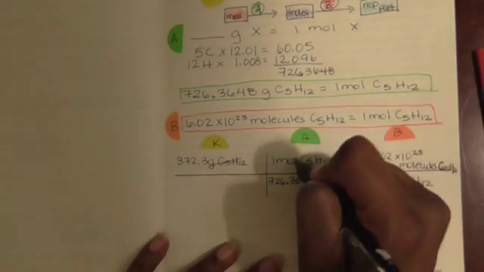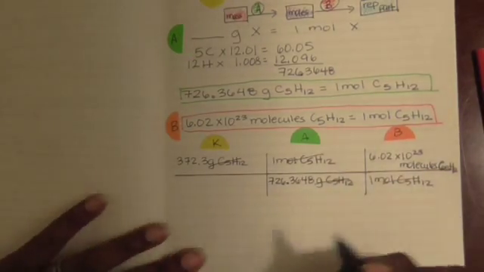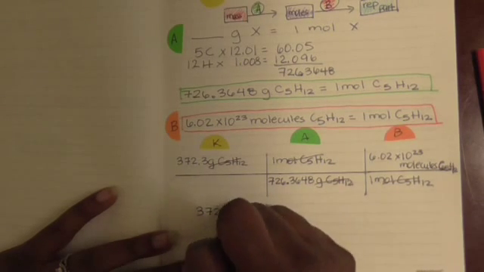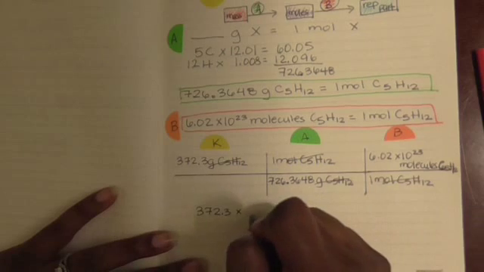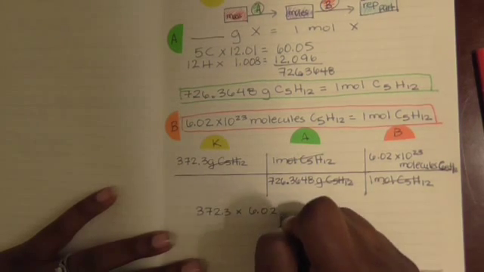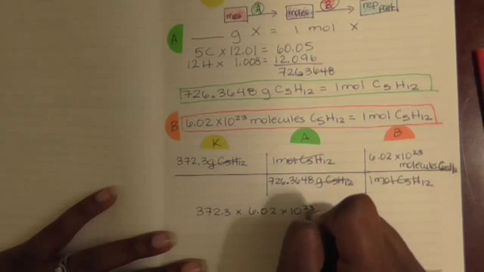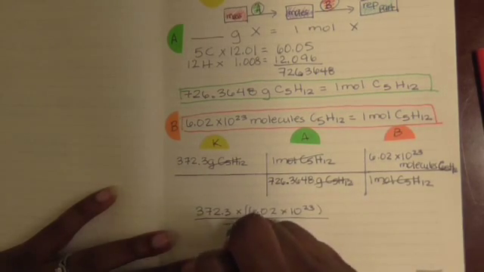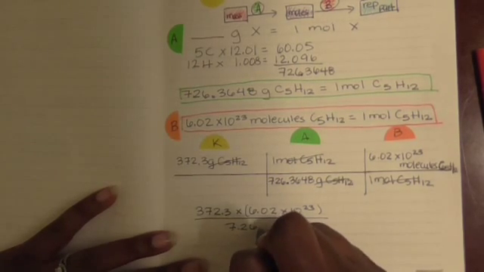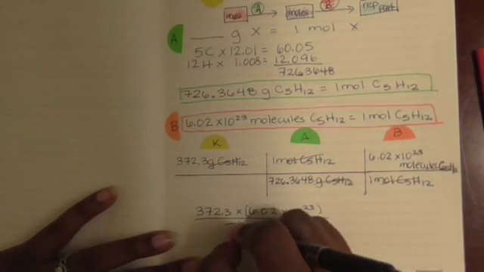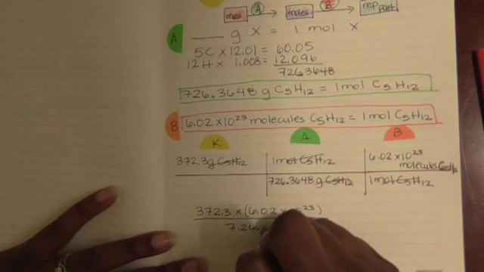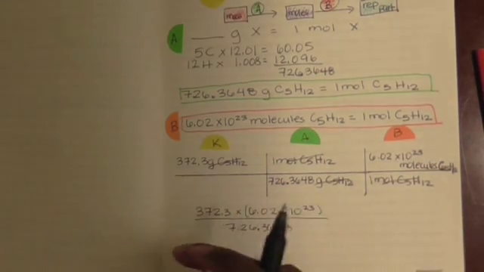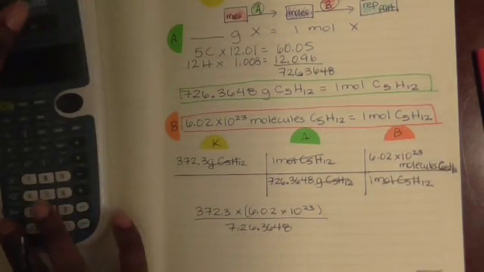Okay. So my math is going to look like 372.3 times 6.02 times 10 to the 23rd divided by 72.15. I said 7.26. It's 72.15. That's what my math is going to look like.